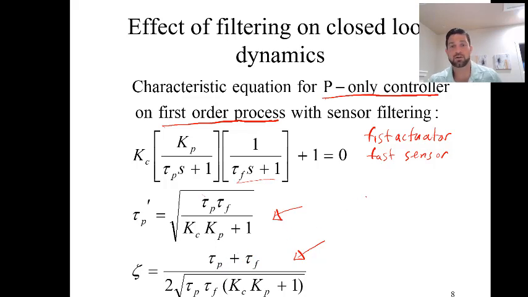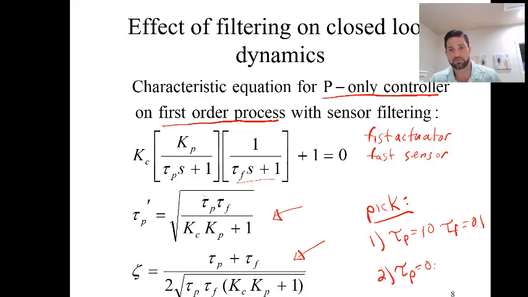Something that you can do on your own is check this, which I'm going to discuss on the next slide. The way that you can verify this and see that it's correct is pick two cases. In the first case, pick tau p equals 10 and tau f equals 0.1. In the second case, pick tau p equals 0.1 and tau f equals 10. If you do this, you'll see the analysis that I discuss on the next slide holds true. I'm just not going to go through this math, but this is something that you should do because you will probably see something on this a little bit later.